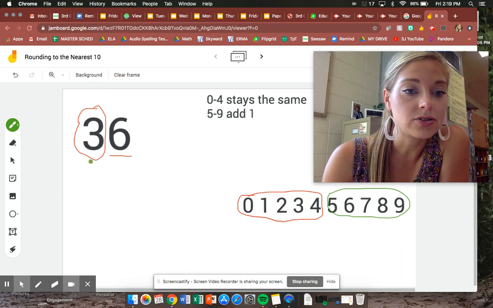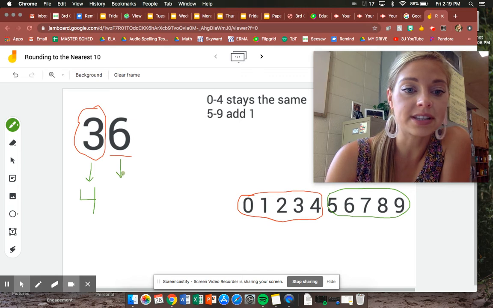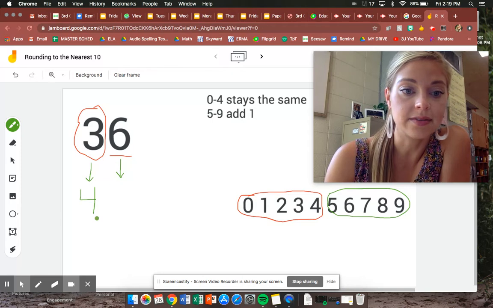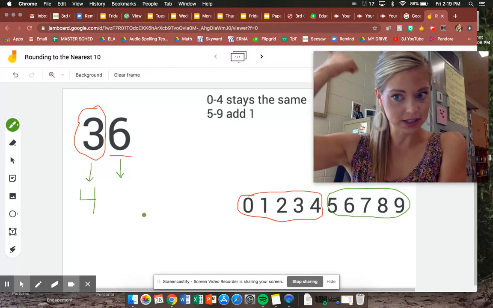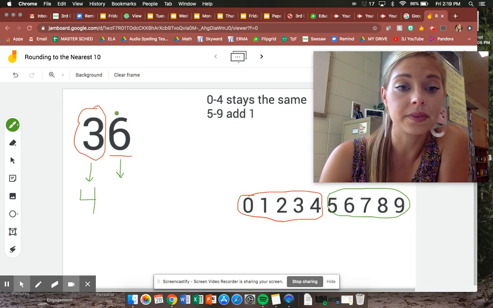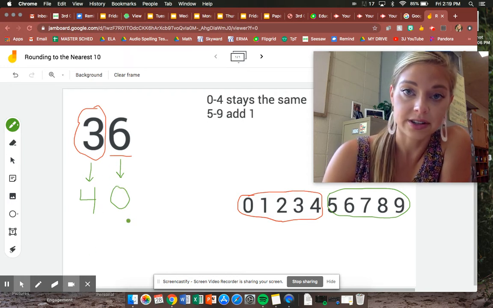Okay, so I'm going to draw an arrow down here. And 3 plus 1 equals 4. So that's changing to a 4. And the 6, well, if you remember in the song, after it says move to the right and underline it, 0 through 4, the circle stays the same. 5 through 9, adding 1 is the game, which we already did. Now flex your muscles, just like a hero. All the other numbers turn to 0. So the 6 changes to a 0. So 36 is closest to 40. That is the nearest 10.